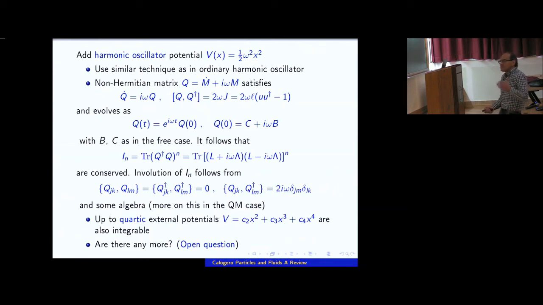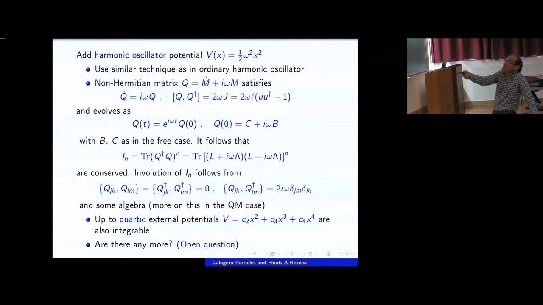One way of doing it, which is nice because it makes contact with quantum mechanics, is that we define a complex quantity x dot plus i omega x. So here the matrix M dot plus i omega M, omega being the frequency of the harmonic oscillator. That matrix evolves in this way: apply the equations of motion, and the commutator of M and M dot becomes the commutator of Q and Q dot, this constant, and therefore this Q evolves trivially like that. You just solve this equation. So we have solved the system.